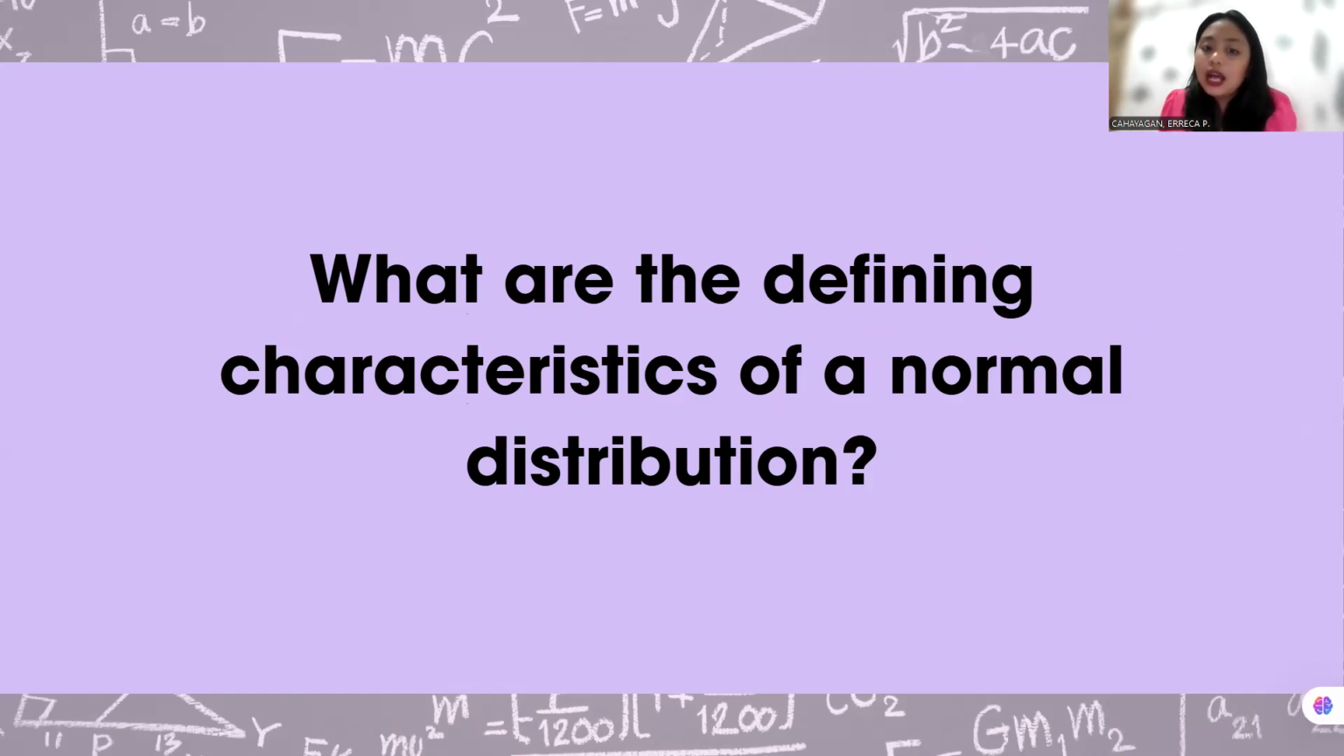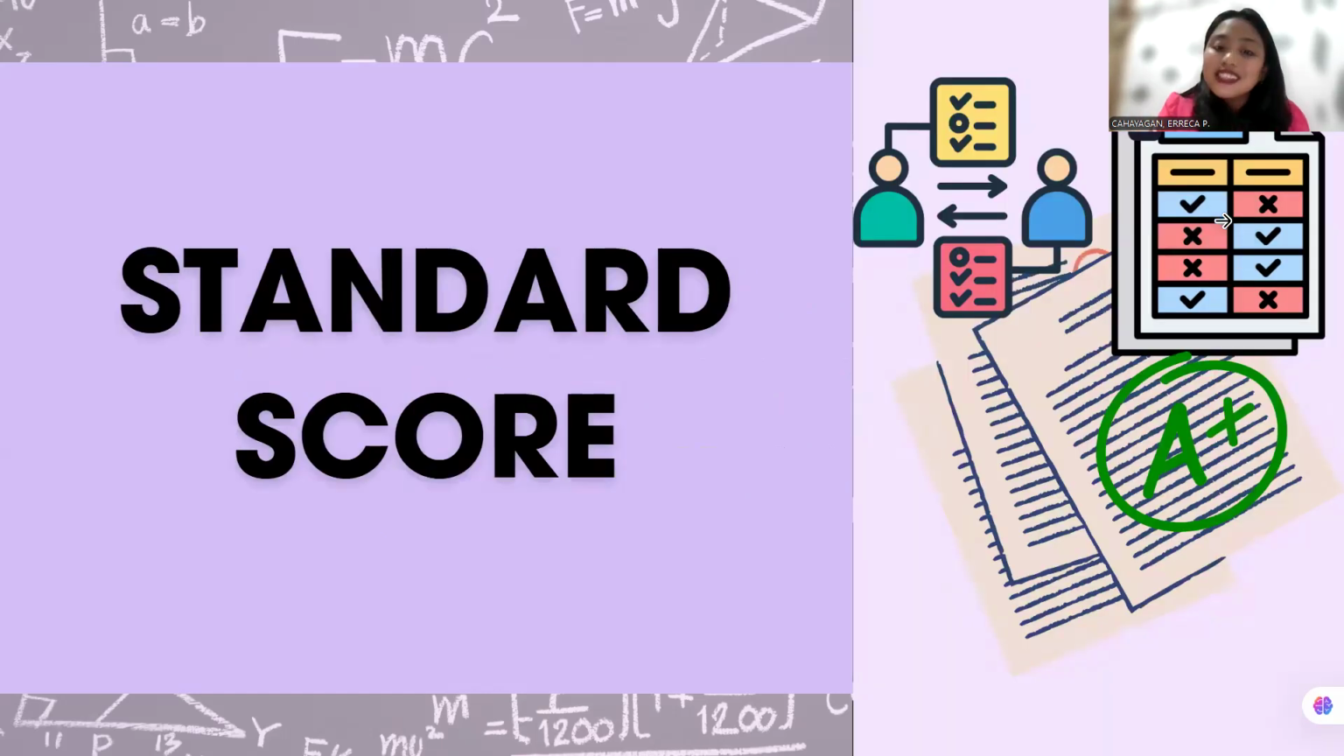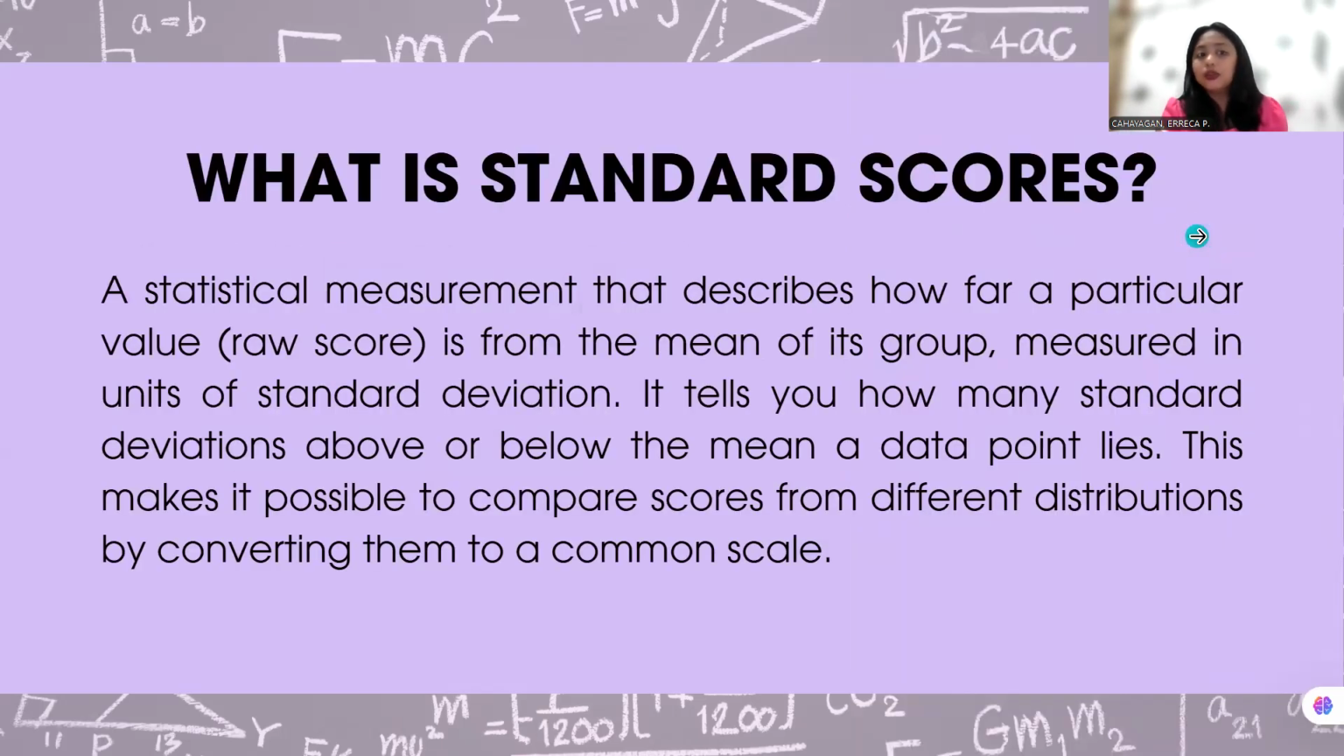Also, as I said, the curve is symmetrical, and the left and right are like a mirror image of each other. So in the next slide, we will have the standard score. So what is a standard score? A statistical measure that describes how far a particular value or raw score is from the mean of its group.